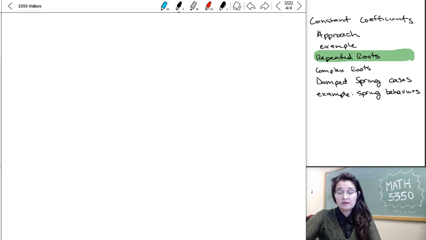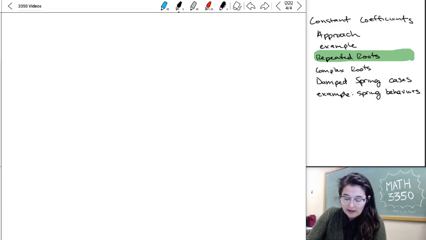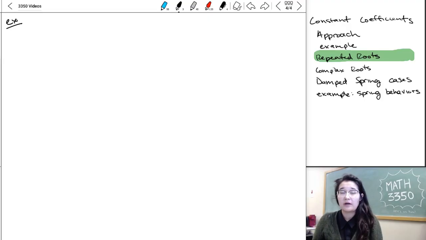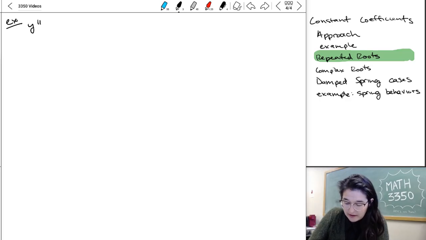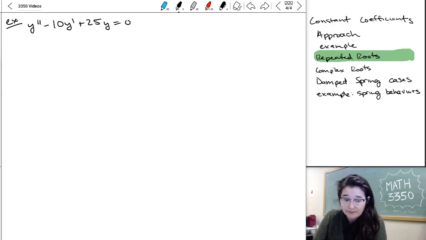So this video is about when we have repeated roots in constant coefficient equations, and I'm actually going to start out by showing an example where this happens, and then we'll write out how we knew to solve it. So we're going to consider the differential equation y double prime minus 10y prime plus 25y equal to 0. And we want to find the general solution.